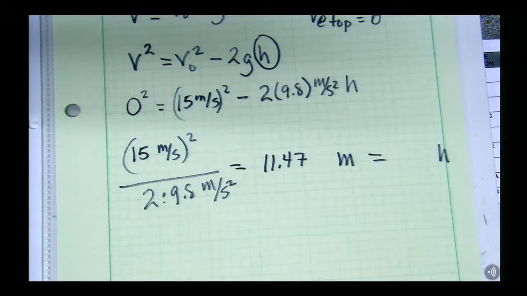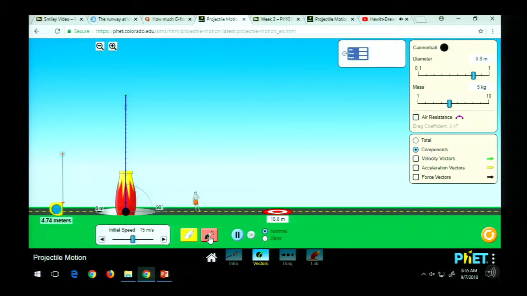Now I can go to my simulation, and it gives me a handy dandy tool here that I can actually measure with. So I'm going to start there, put this up here at the top, and actually measure it, if my eyeball is just right. There we go. I get 11.48 meters.